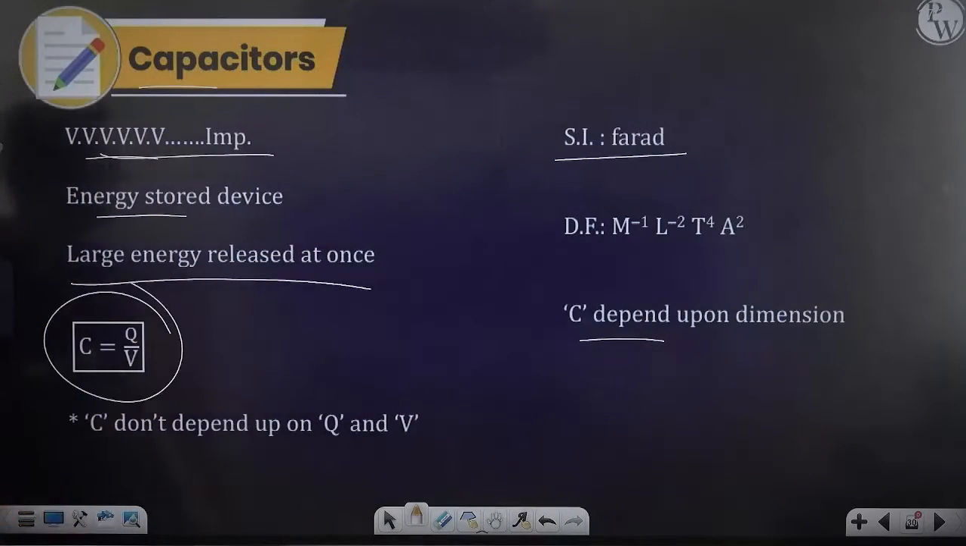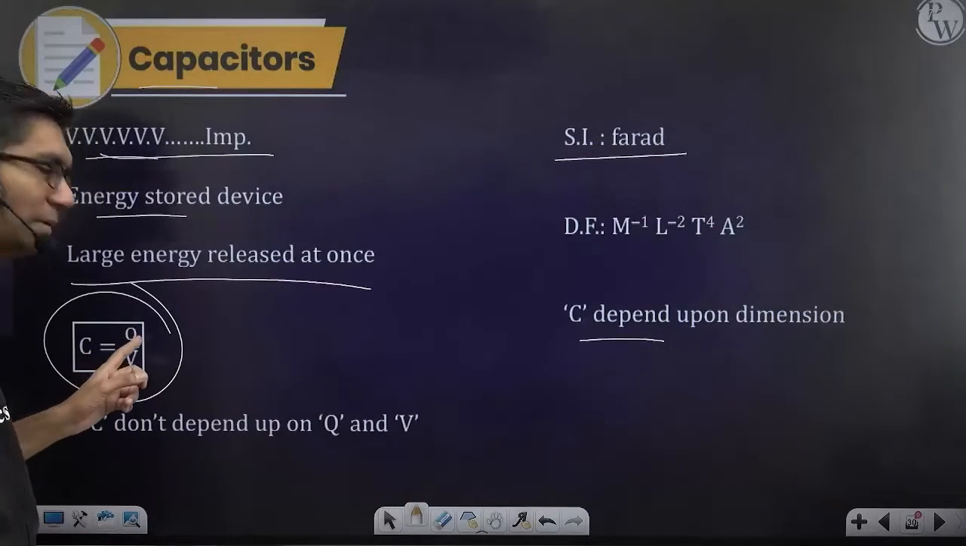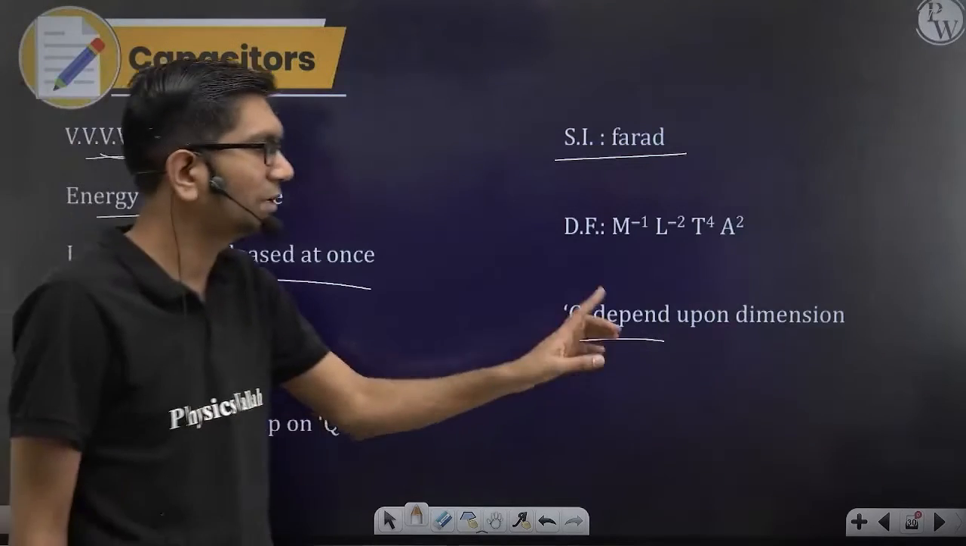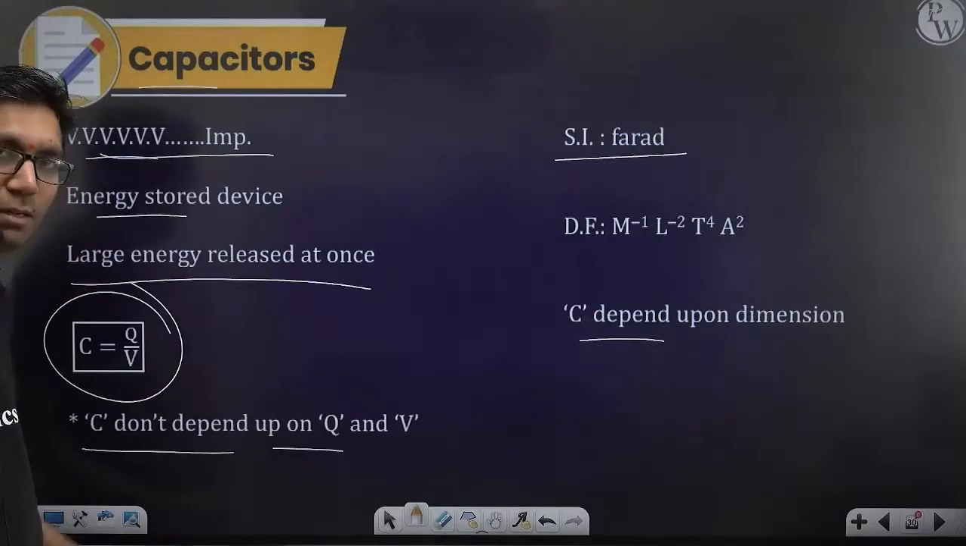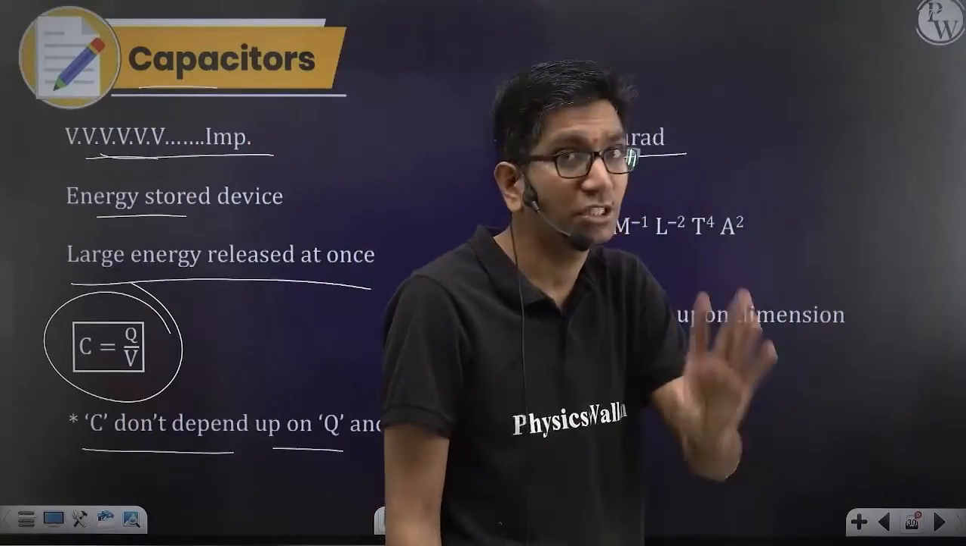C equal to Q by V. Most of the students used to say, sir, C depends upon Q and C depends upon V. Really, C doesn't depend upon Q and V. It depends upon the dimensions. These are the key points. Just remember.